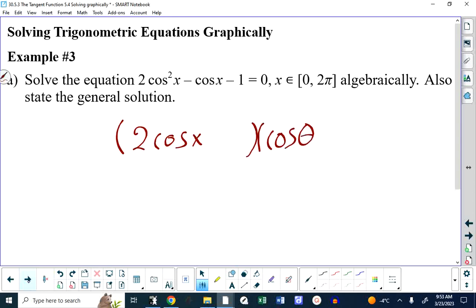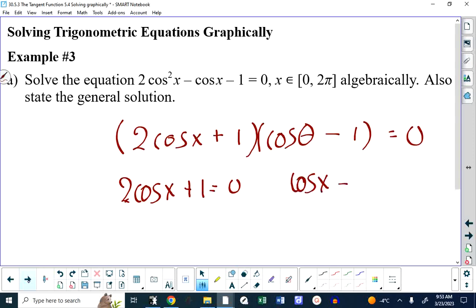You often see this 2, 1, 1 combination in trigonometry. It's going to be 1 and 1 here. I want negative cos x, so when I FOIL that out, I'll get negative 2 cos x plus cos x, and it all works out. So what happens here is you get 2 cos of x plus 1 equals 0, and cos of x minus 1 equals 0, which means cosine of x equals negative 1 over 2 when you rearrange it, and cosine of x equals 1.